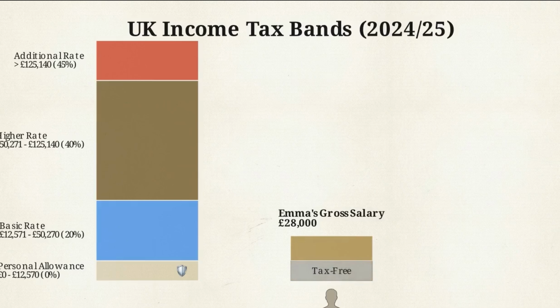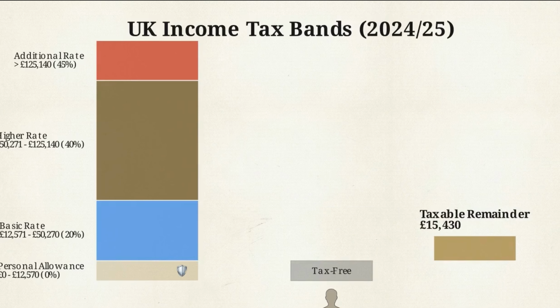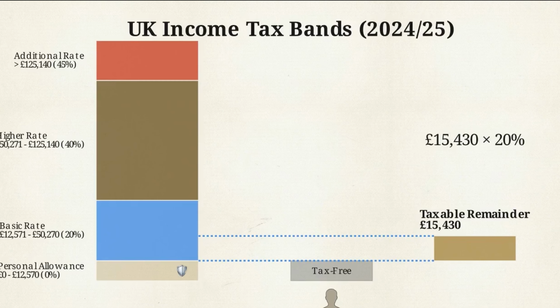Take a taxpayer like Emma, who earns a gross salary of £28,000. To calculate her tax, we first deduct the £12,570 personal allowance from her £28,000 gross salary. This isolates her taxable remainder at £15,430. We apply the 20% basic rate strictly to that remainder, giving Emma an annual income tax liability of £3,086.